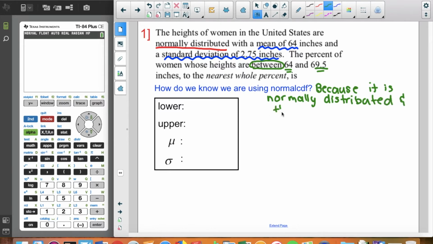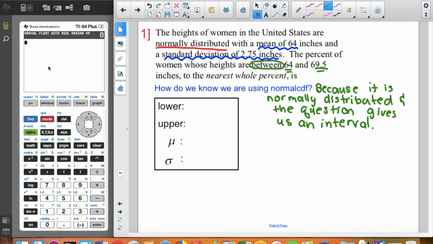And the question gives us an interval. The reason I'm writing this is because in this lesson, obviously, we are going to be using the normal CDF button. However, if you see a question on your own, you need to know when to identify to use this normal CDF button.